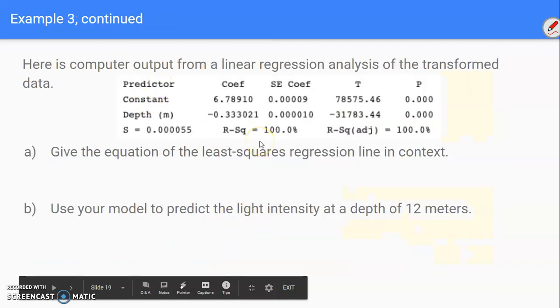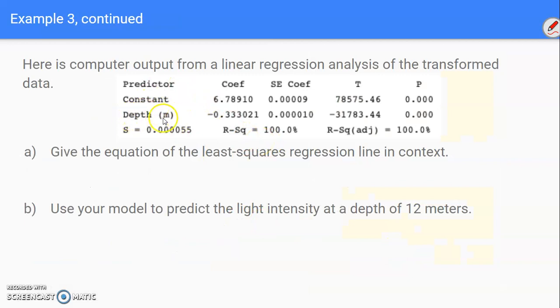Here's some computer output from that linear regression model. Again, depth is still depth, the x variable is the same. What changed is we now are dealing with the log, or the natural log in this case, of the y's. In terms of log versus natural log, that shouldn't matter a lot. Just in this specific example, it does specifically say that they used natural log.